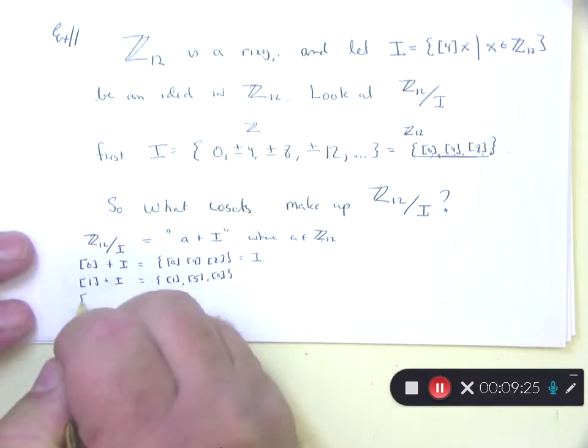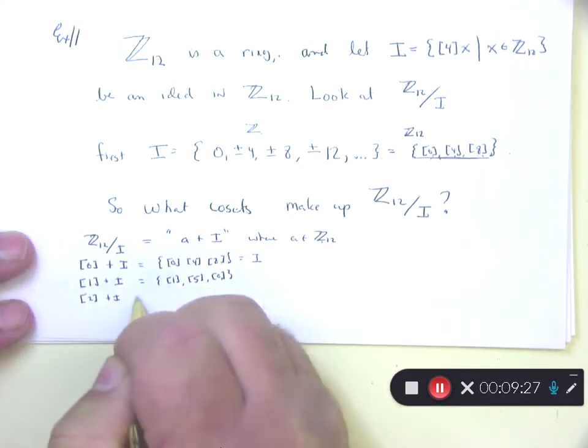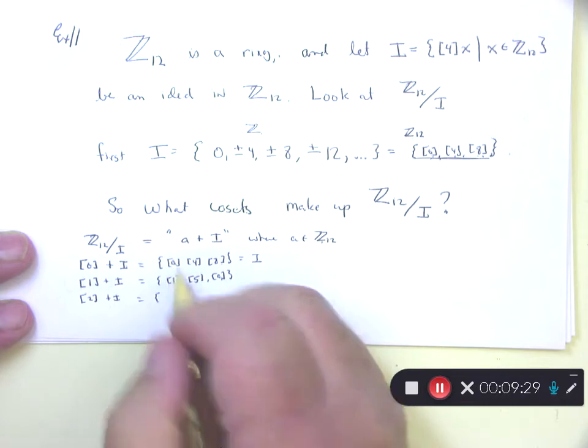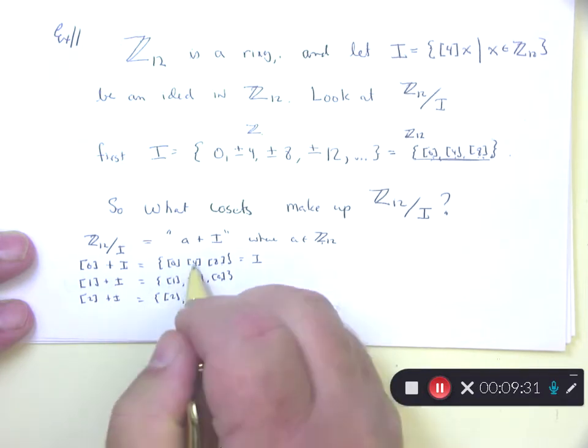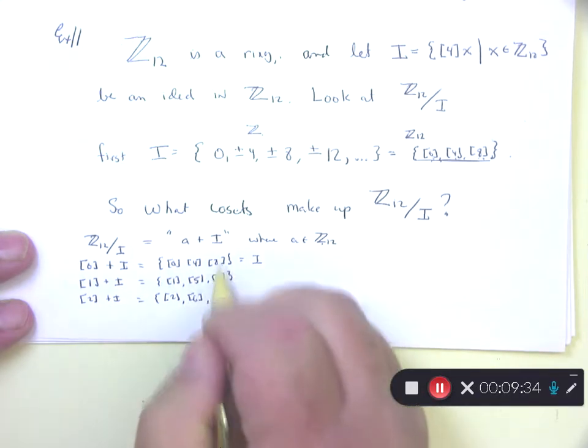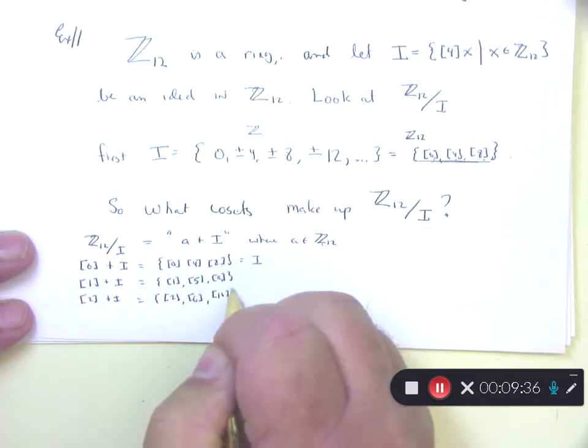The next one would obviously be 2 plus I. For 2 plus I, you're adding 2 to I, that would be 2. Adding 2 to 4 would give you 6. Adding 2 to 8, you get 10.